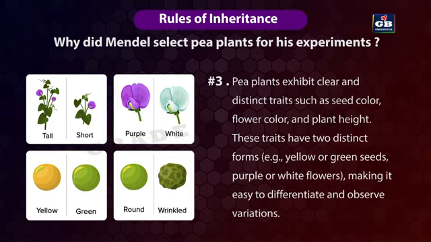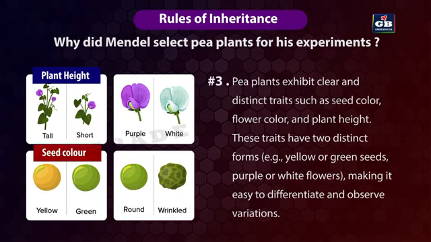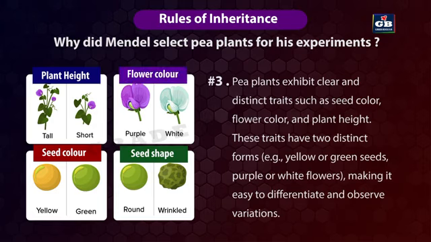Number 3. Pea plants exhibit clear and distinct traits such as seed color, flower color, and plant height. These traits have 2 distinct forms, that is yellow or green seeds, purple or white flowers, so making it easy to differentiate and observe the variations. Mendel used different sets of contrasting characters of pea plants like plant height, tall or short, seed color, yellow or green, seed shape, round or wrinkled, flower color that is white or purple, etc.